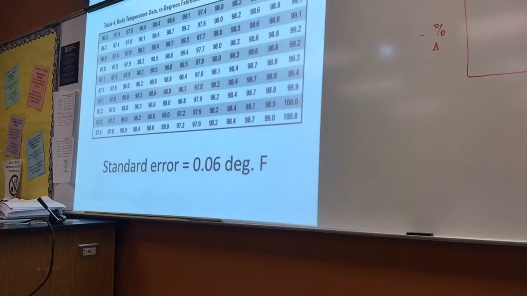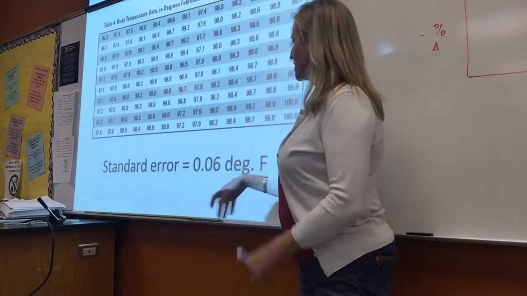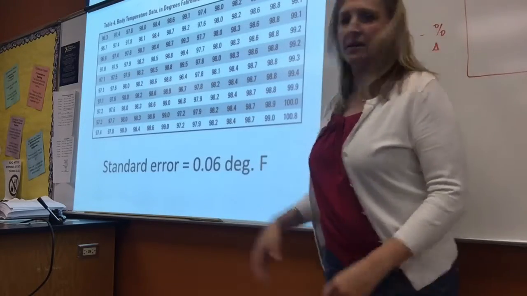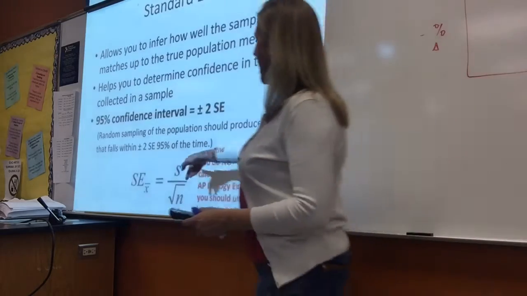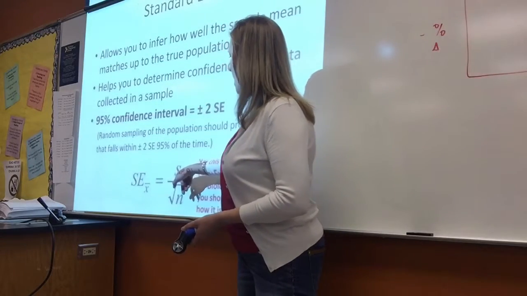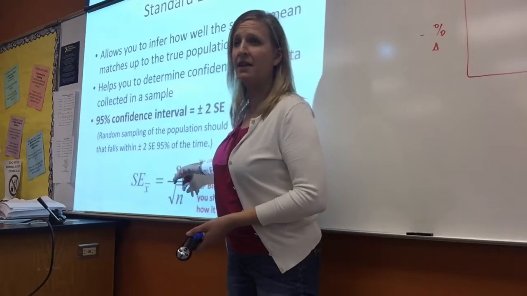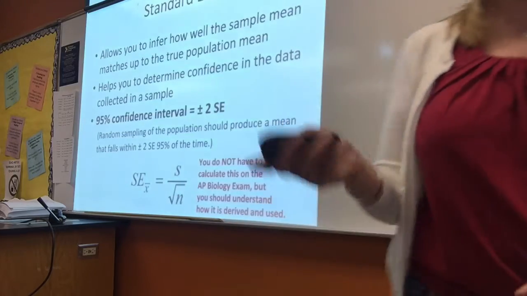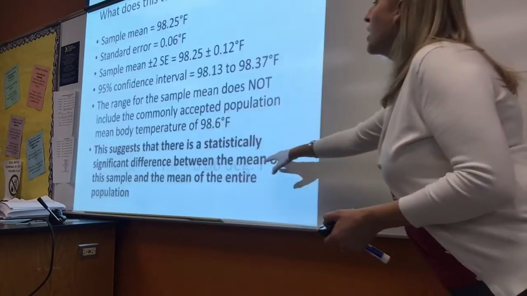Figuring this out, the standard error for this body temperature population is 0.06 degrees Fahrenheit. To do that, going back to the equation, I took the standard deviation of the population, which was 0.73, I think, divided by the square root of n, which was 130, and got this number. So that's been calculated for you.